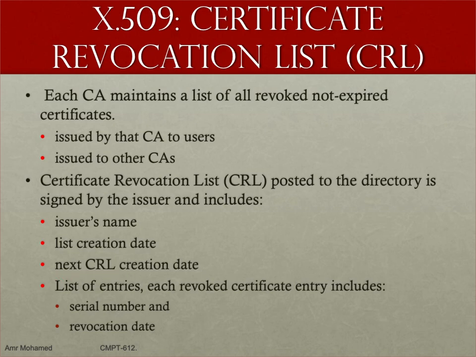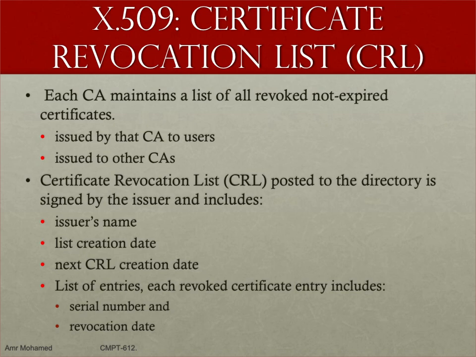Why do we need to include the current creation date and the next one? Because as we said, this certificate revocation list needs to be generated regularly. It could be every week, could be every month. So if someone decides to fetch the current certificate revocation list, and finds that the last creation date seems to be in the past, so that's fine, but the next creation date is also in the past.